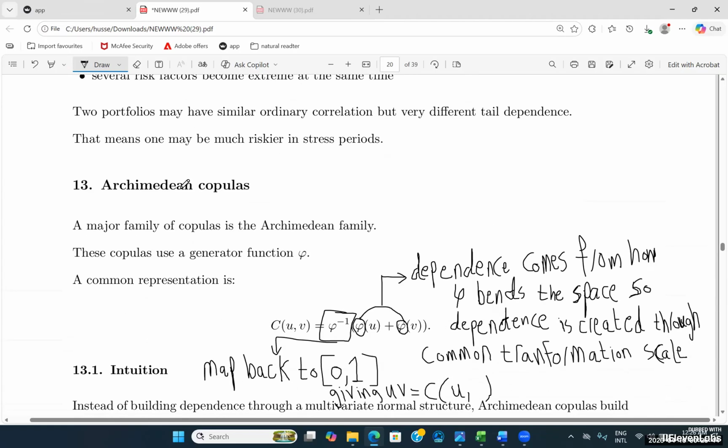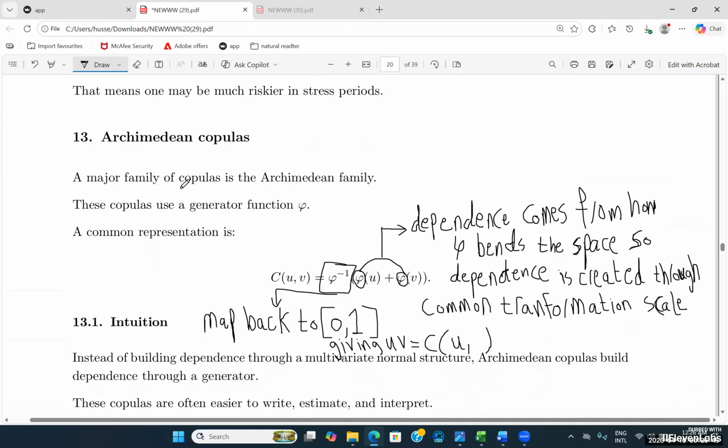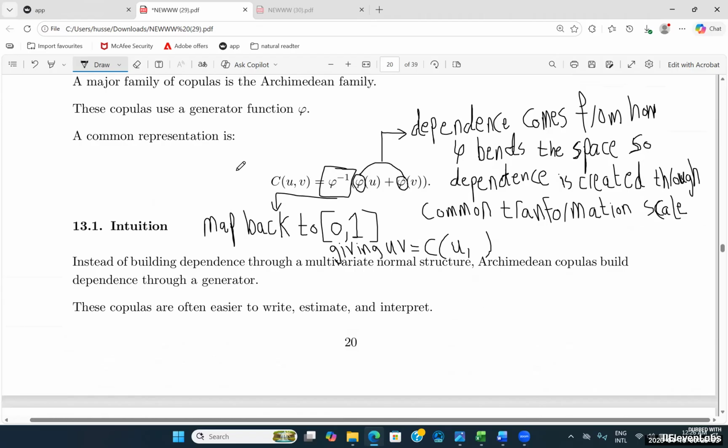The other form of copula is where you're not following a distribution, you're following some sort of function, like the Archimedean copula. There's a generator function, this symbol here, which is known as phi. I'm not entirely certain what we might call them, but there is a particular symbol right here which we use, which is the generator function. The underlying dependence actually arises from the way that particular function distorts or bends the space. Therefore, this dependence is effectively established by employing a shared or common transformation scale.